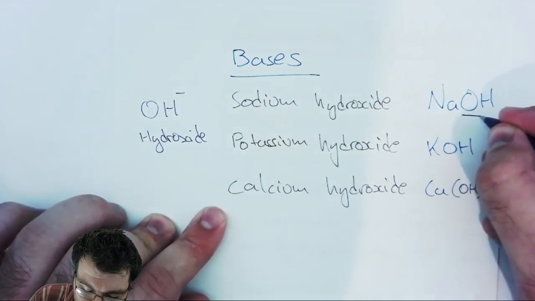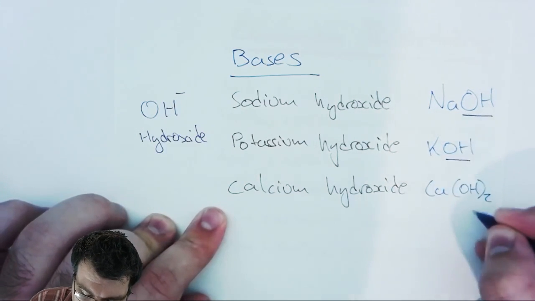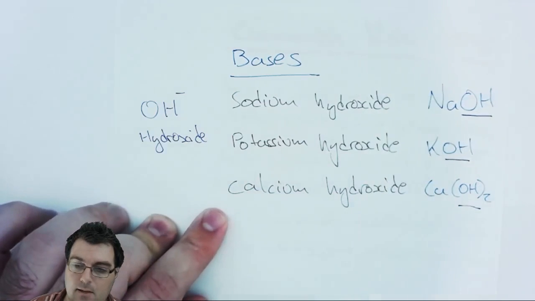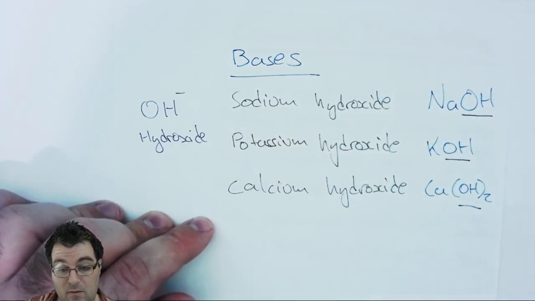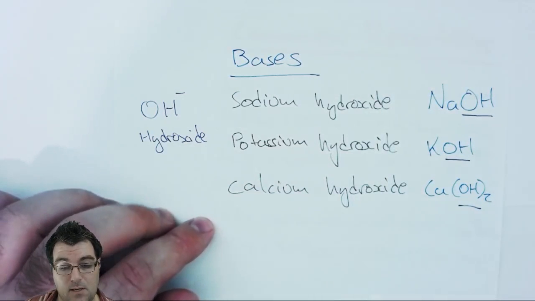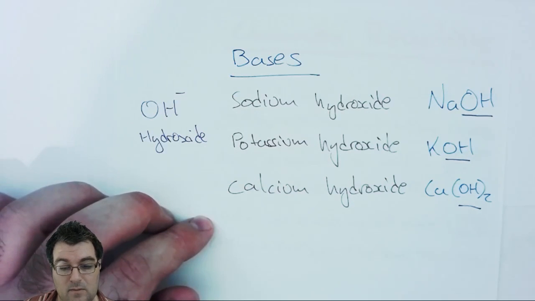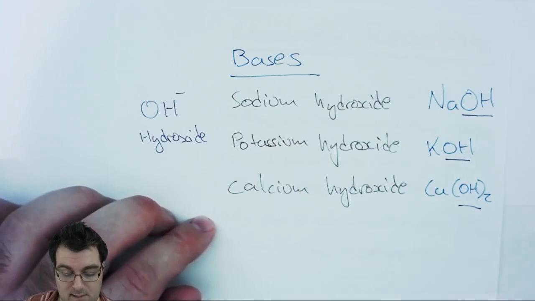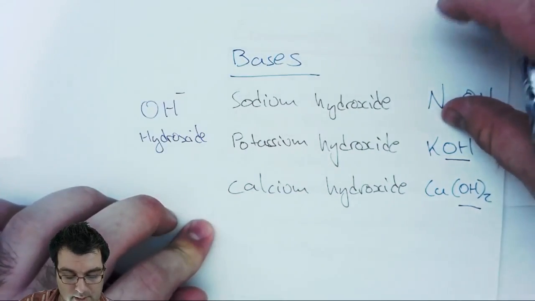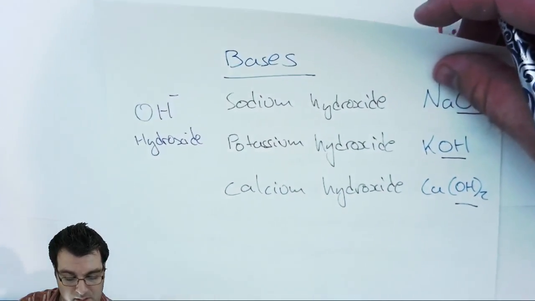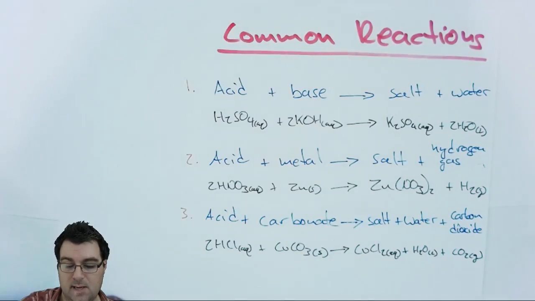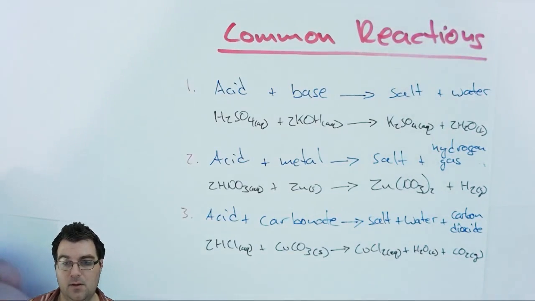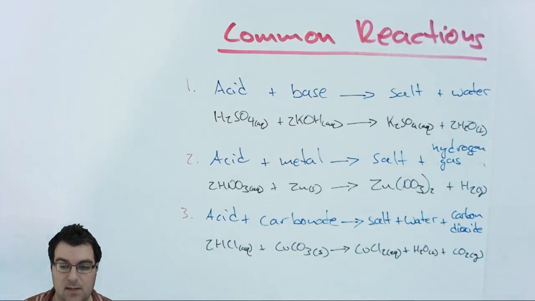And we can see here they're all fairly straightforward to identify the OH minus hydroxide ion that will actually be released from the base when it ionizes in water. Okay, now just to finish us off, we need to also take a look at some common reactions that take place between acids and bases and other substances. These are things you just need to know.